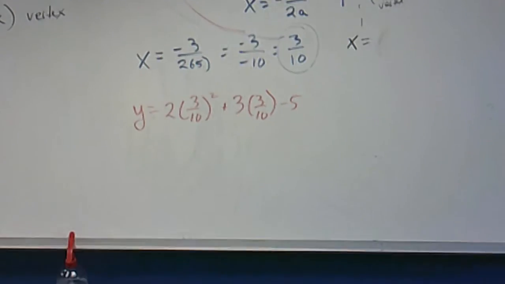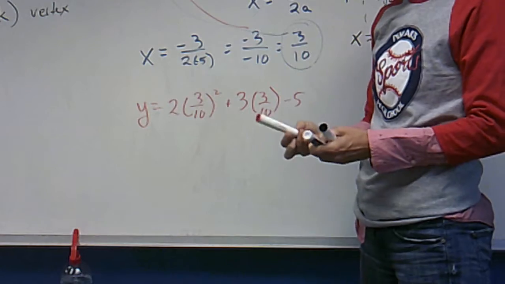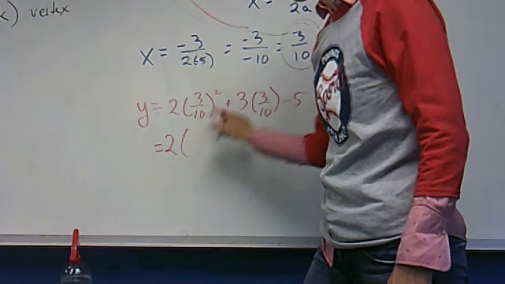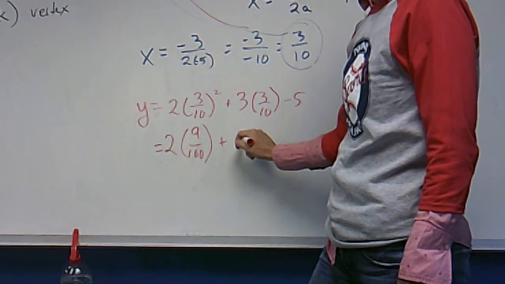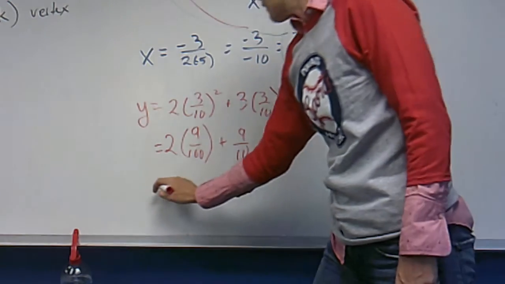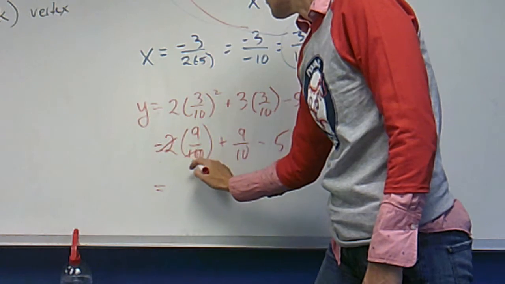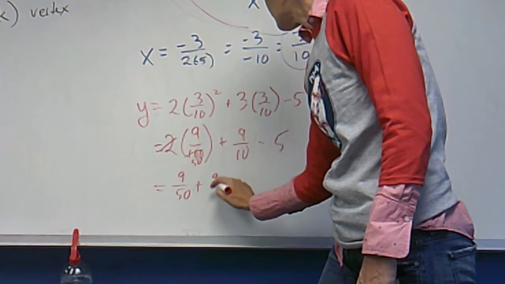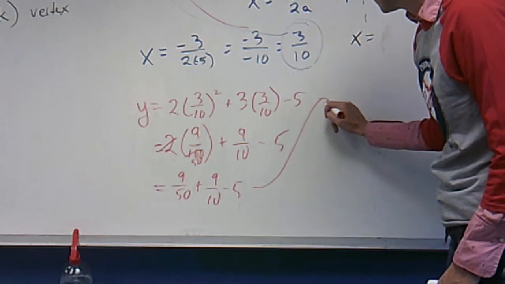Okay. All right. So we're looking for the y-coordinate of our vertex. And here we go. Hashtag sports. Order of operations, we square it first. 9 over 100, sweet lord, plus 9 over 10, right? 3 times 3 over 10 minus 5. That equals, I'm actually going to do this way and make that 50. So 9 over 50 plus 9 over 10 minus 5. And I'm going to get these all in 50ths.